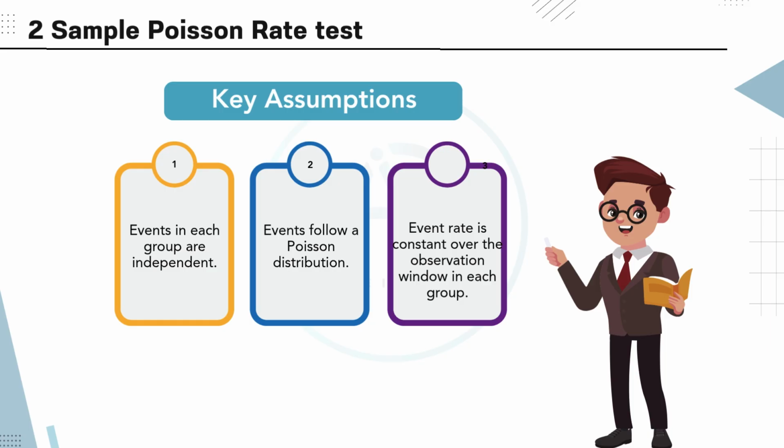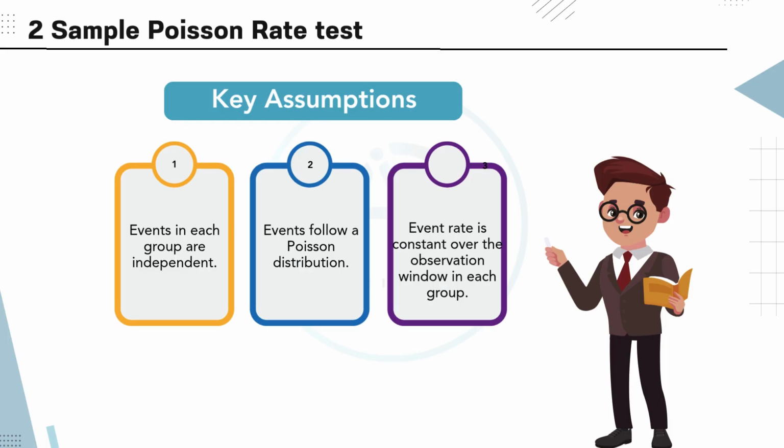This means that the occurrence of an event in one group doesn't influence the likelihood of it happening in the other. For example, if we're comparing defect rates on two different production lines, issues in one line shouldn't impact the other. 2. Events follow a Poisson distribution. We assume that the events we're tracking are rare and occur randomly over a specified time or space. Examples could include machine breakdowns per shift, errors per 1,000 transactions, or calls per hour in a call center.